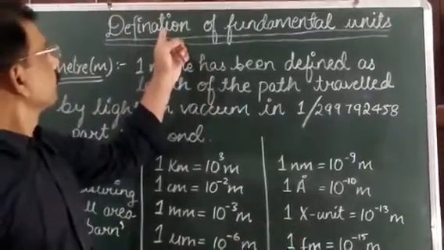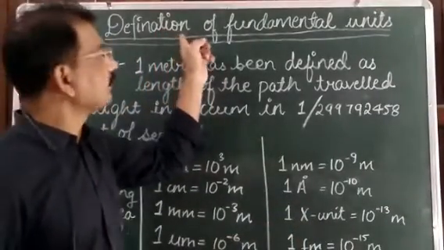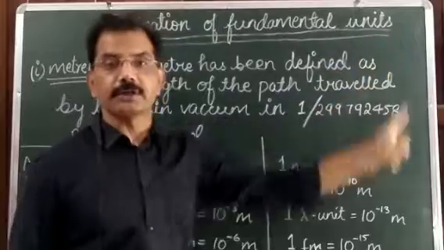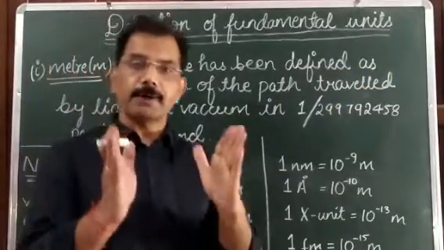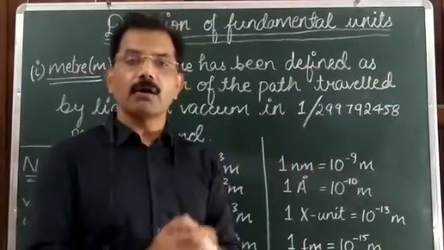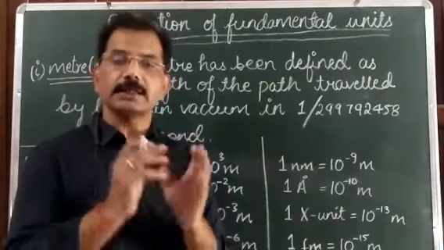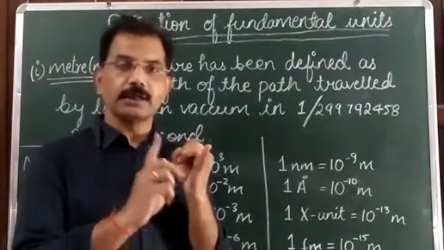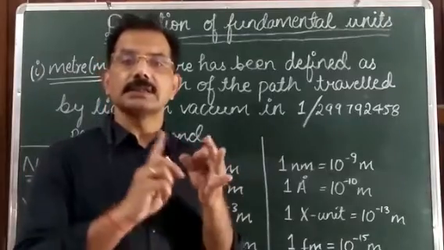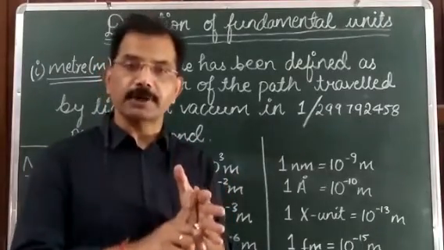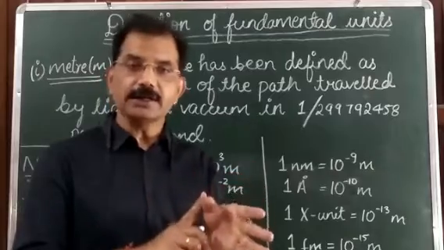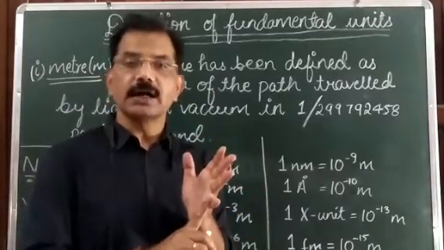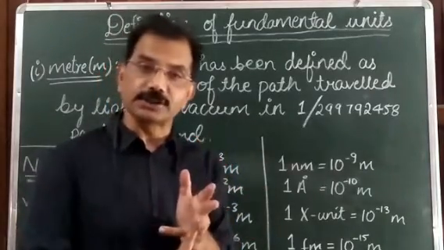In this video, I am going to discuss the definition of fundamental units. कल हमने बताया था fundamental quantities और उनकी units, and there are 7 fundamental quantities. And what are those fundamental quantities? Length, mass, time, thermodynamic temperature, electric current, amount of substance, and luminous intensity.